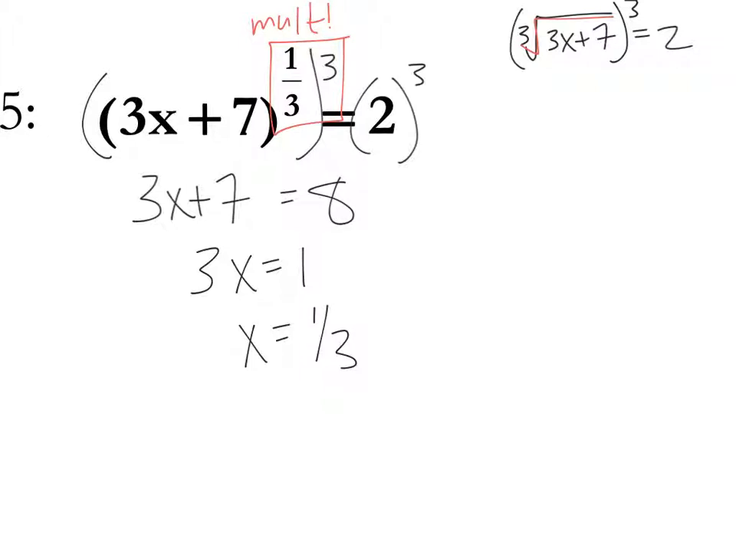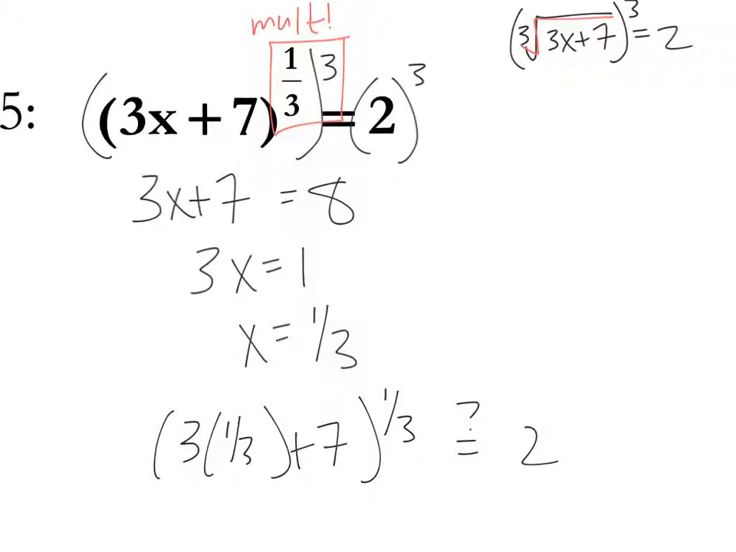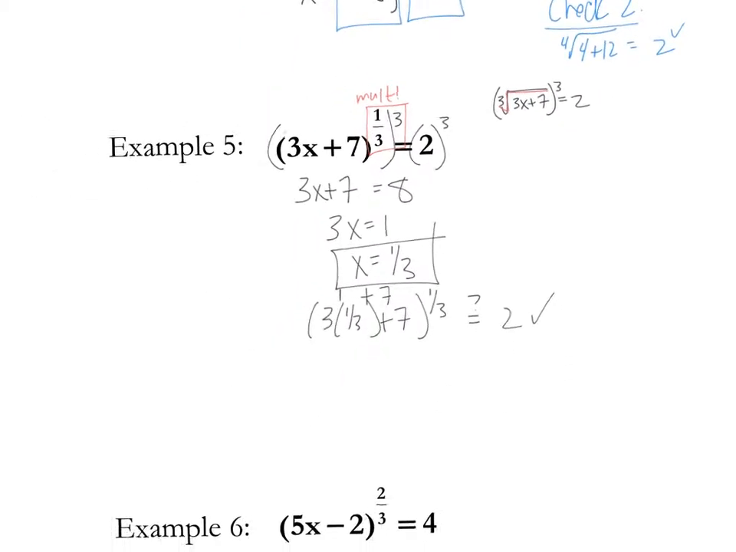How the heck do I know if that checks or not? Well, this is actually an easy one. When you plug in the 1/3 to the x, we get 3 times 1/3 plus 7 to the 1/3. Does that equal 2? So 3 times 1/3, that's just 1, and then plus 7, that's 8. 8 to the 1/3 is 2. Boom! All right, so with that checking, hopefully you'll start to get a little bit more comfortable with doing some of those in your head.